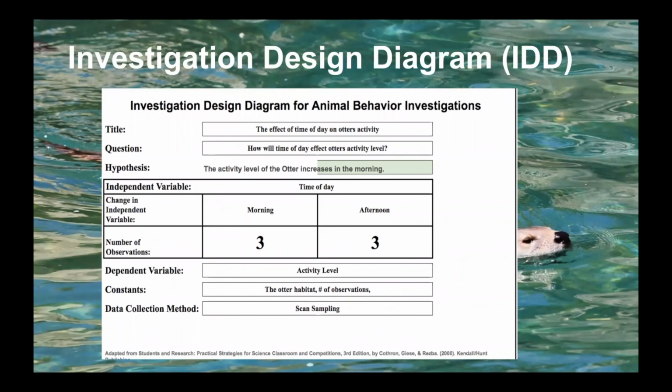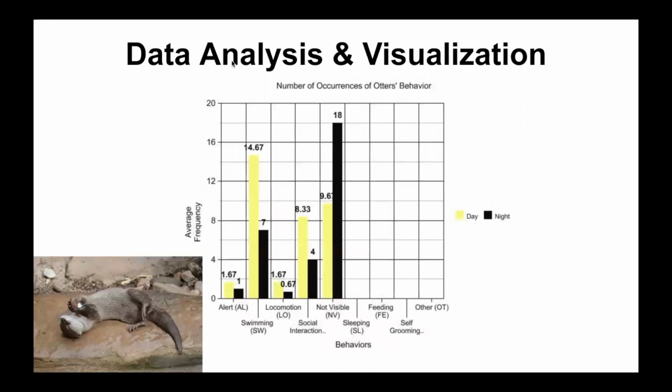So how many times did we observe the river otters in the morning? What's the number there? 3. 3, good. And what about the afternoon? 3. Good job. Okay, so what does this say? Data for a visual return. Okay. What was the number for where it says alert? What do our bars say?